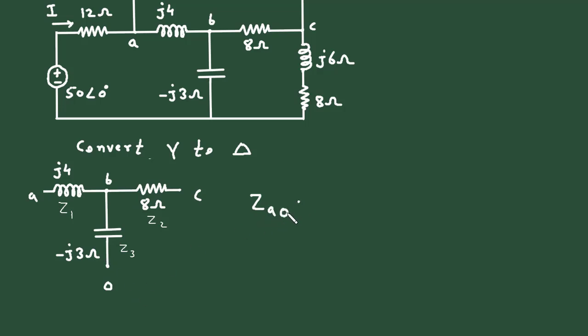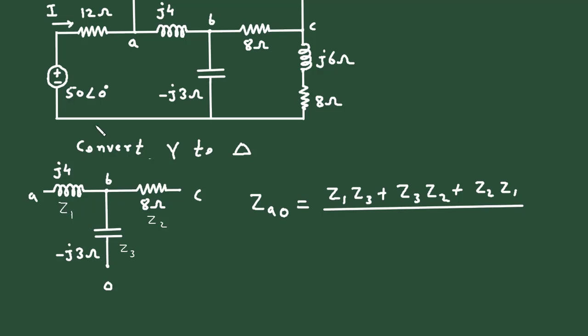So ZAO is equal to Z1 into Z3, plus Z3 into Z2, then Z2 into Z1, divided by, currently we are finding between this A and this O. So we are finding this value of impedance ZAO. So it will be divided by this 8 ohm, that is Z2.